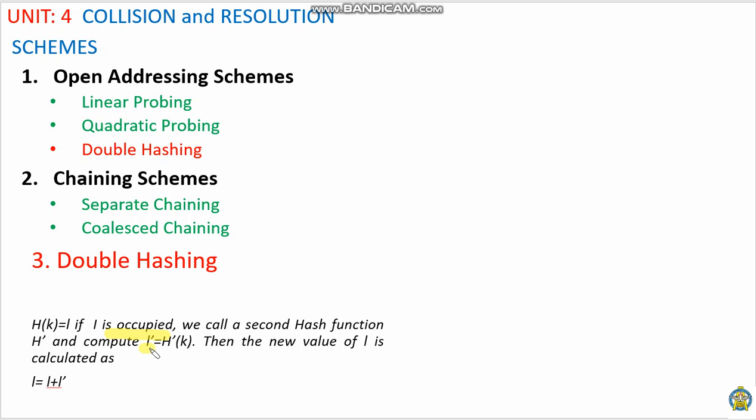So let's say I get L dash. Then the new value of L is the first value plus the second value. So this will be the new location where the record k is going to be stored. So this is double hashing, meaning using two hash functions. If there is a collision, the second hash function is called, otherwise it is not called. So these are all open addressing.